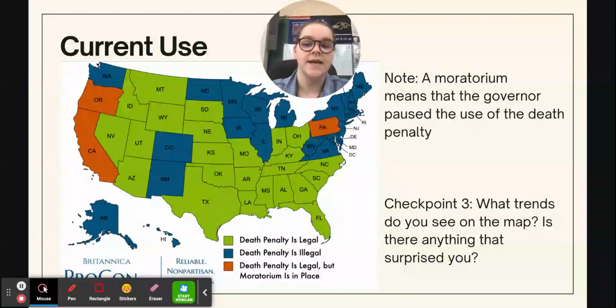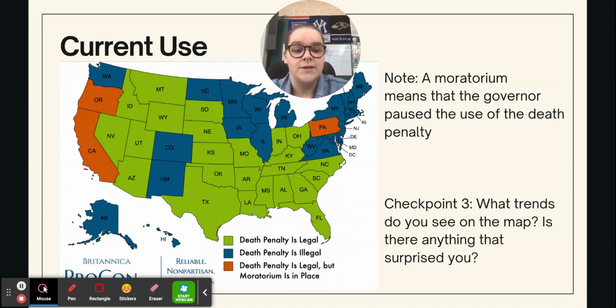Now, in the present day, not every state uses the death penalty. In fact, it is almost a 50-50 split in the United States. 24 states use the death penalty, or those in green on the map. 23 states have abolished the death penalty, those in blue, and 3 others have a moratorium in place. Those states are in orange.